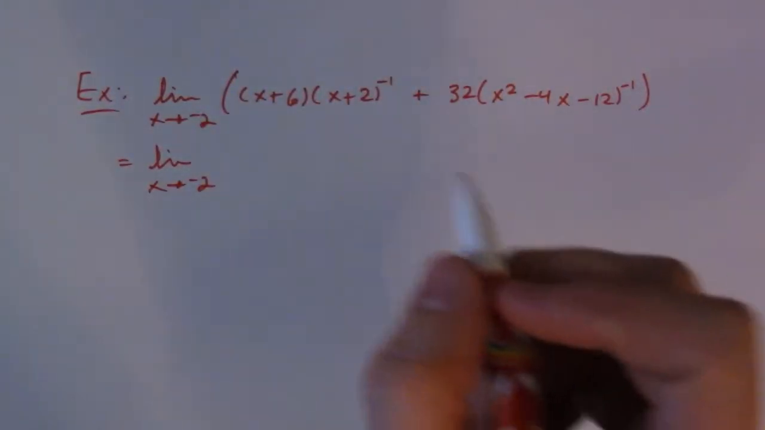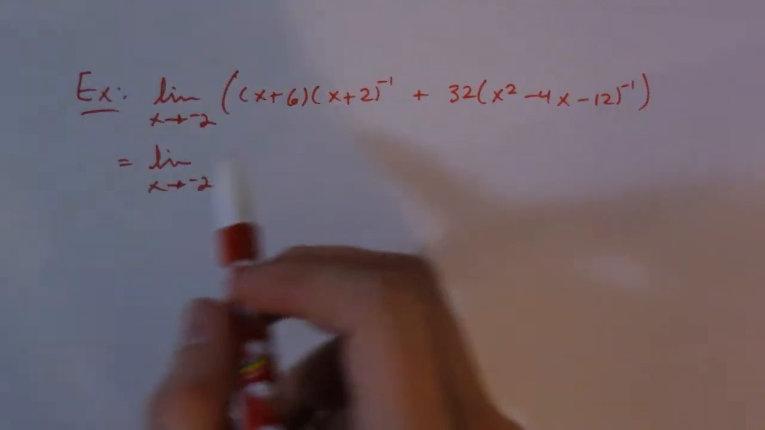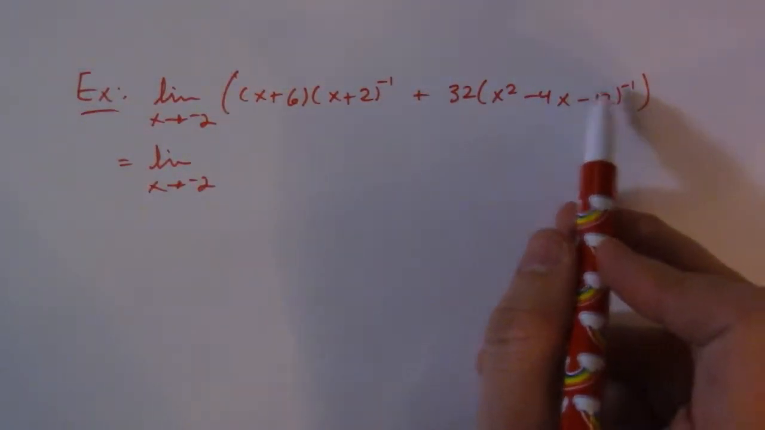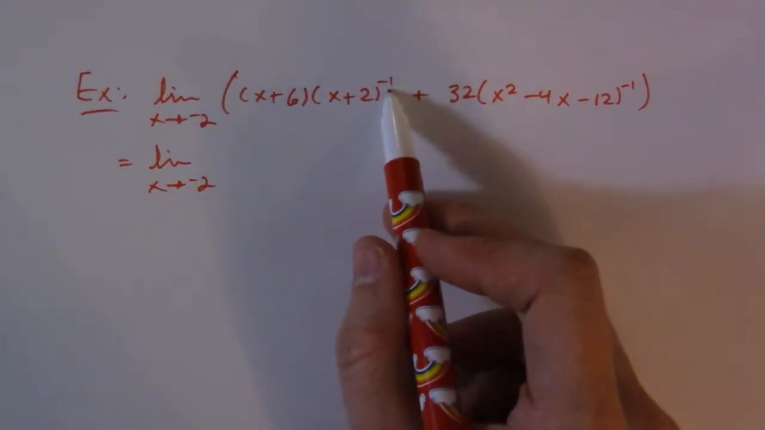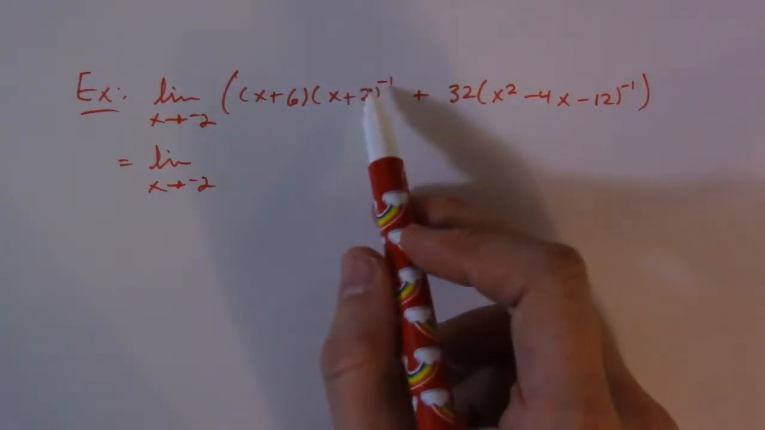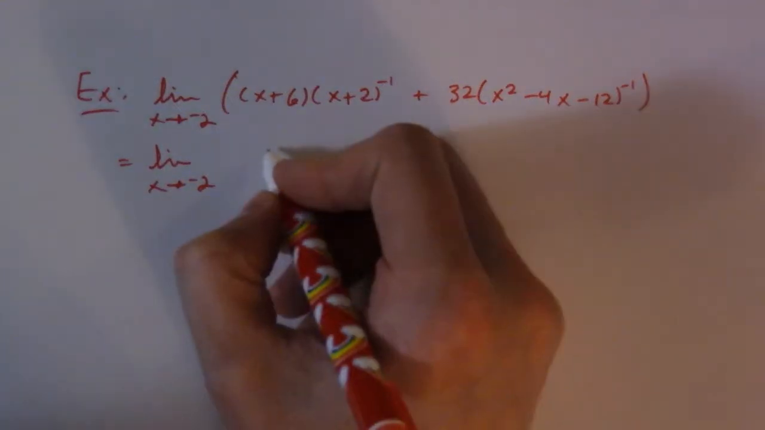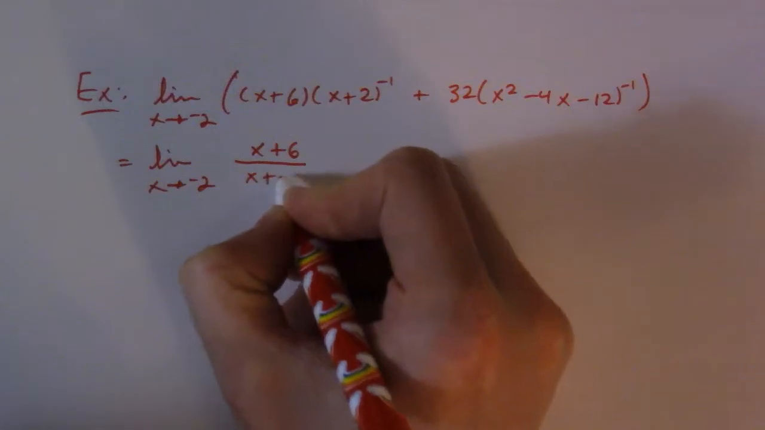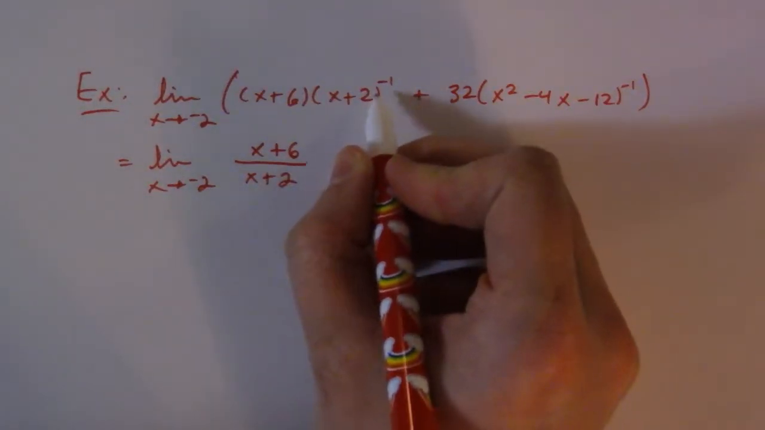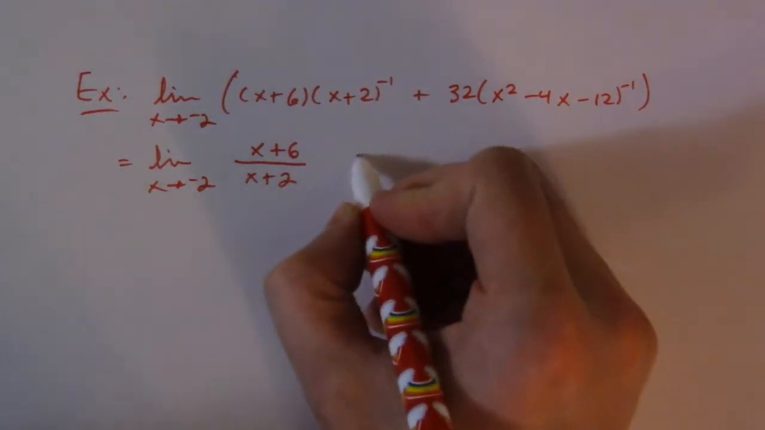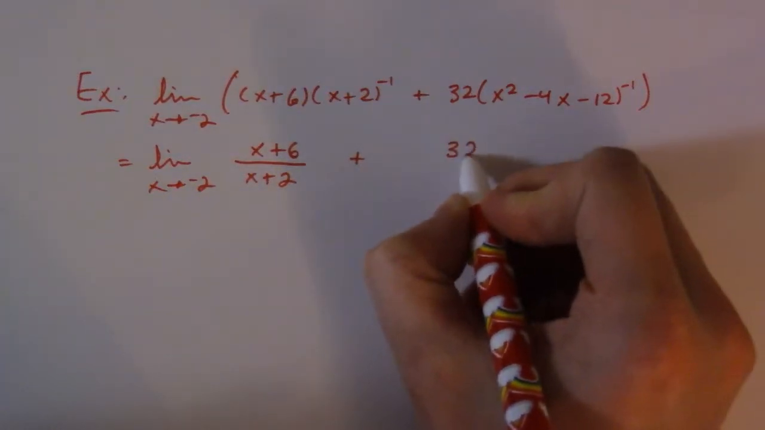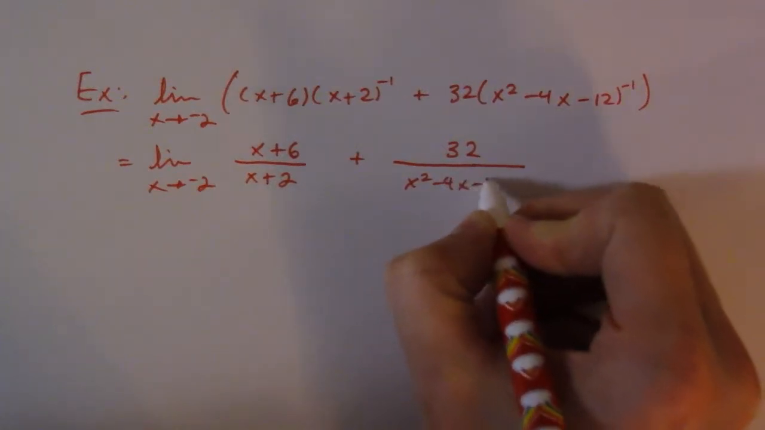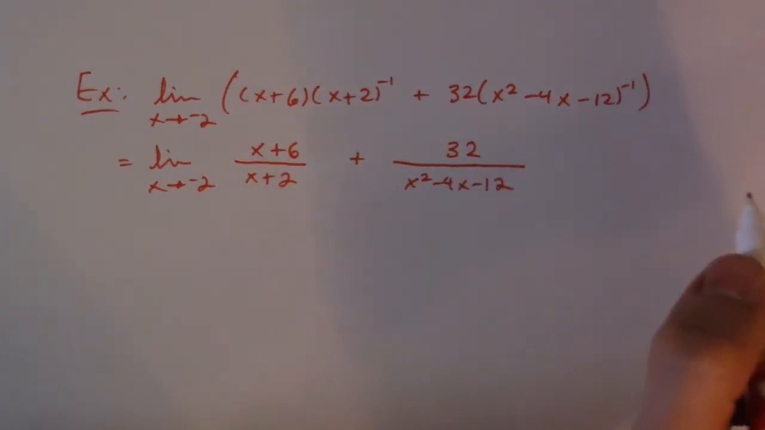All right, so first thing you have to recognize here is there's a -1 there, and there's a -1. So sometimes you might see this. All that means is these are essentially reciprocals, so they have to go to the bottom. So 1 over x plus 6 all over x plus 2. The important thing to recognize is that only the bracket with the exponent on it goes to the bottom. And then I have plus 32 all over x squared minus 4x minus 12.